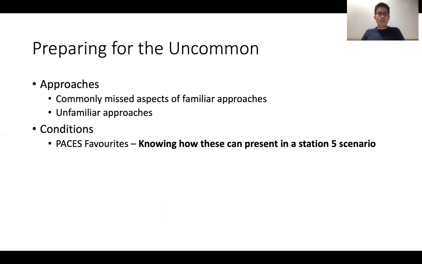So it's also important to prepare for the uncommon. And uncommon, I think of it both in terms of the approach and the condition. So approaches wise, there are sometimes common approaches that come out.